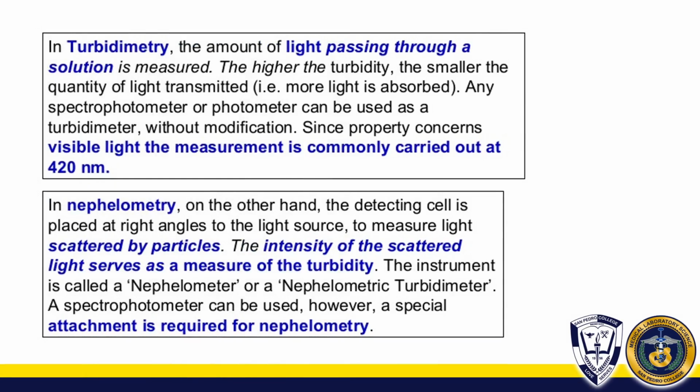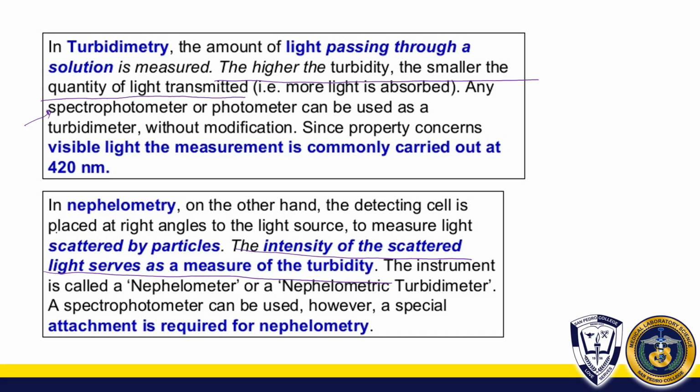So for this portion, these are just add-ons, or additional information about turbidimetry and nephelometry. As you can see, what I want you to remember in turbidimetry is this: the higher the turbidity, the smaller the quantity of light being transmitted. While in nephelometry, the intensity of the scattered light serves as a measure of the turbidity. And in turbidimetry, as for what instrument can measure it, we can actually use a spectrophotometer, since we are just looking at the decrease in light transmission.